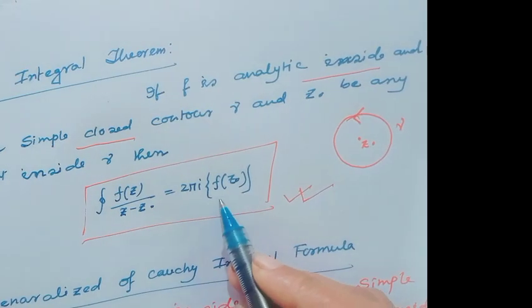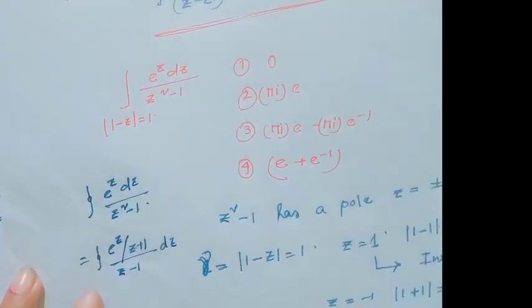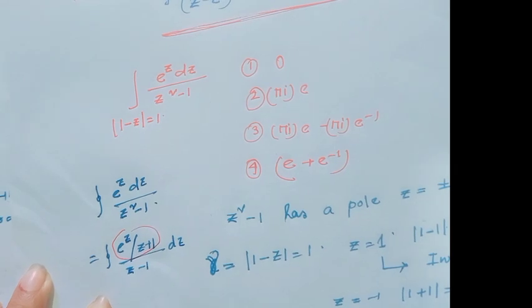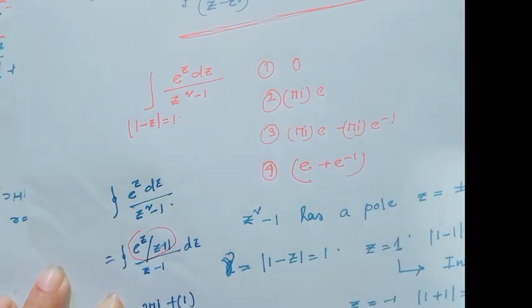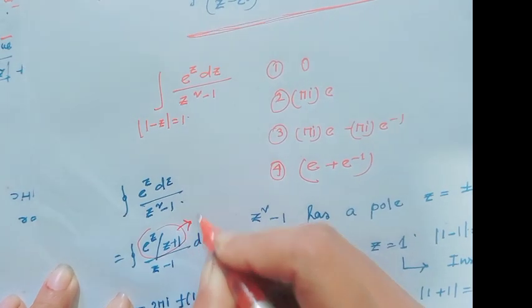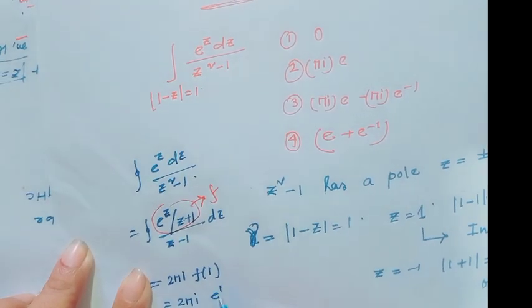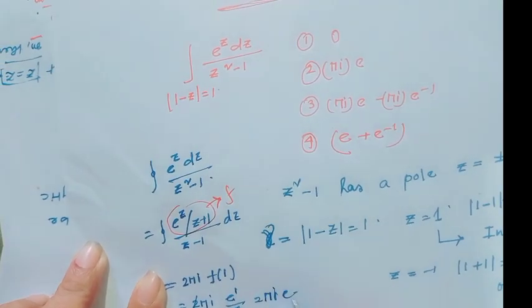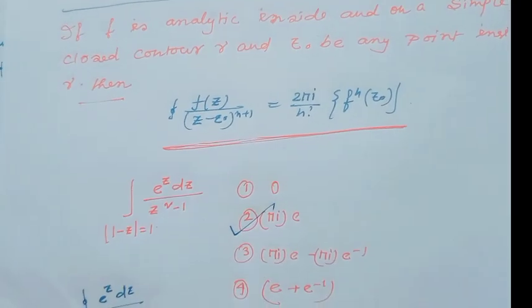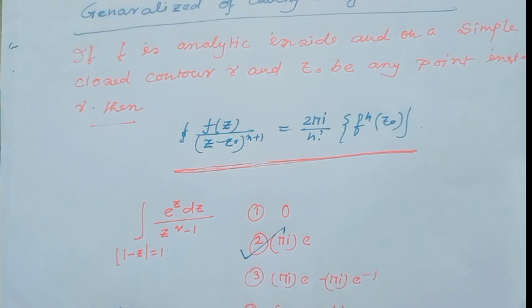Then by Cauchy's integral formula, this is equal to 2 pi i f of z naught. Here the function f is e to the power z over z plus 1, so this value is 2 pi i f of 1, which is 2 pi i e to the power 1 over 2. The 2 is cancelled, so this value is pi i e. That means option 2 is the right option. I hope all my viewers have understood how to use the Cauchy integral formula.